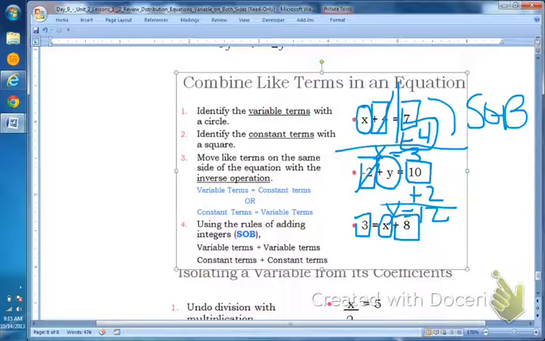All right. Now I would like to hear from somebody in the back row. I don't let the people in the back hide from me. So what terms do I need to combine in that last example?